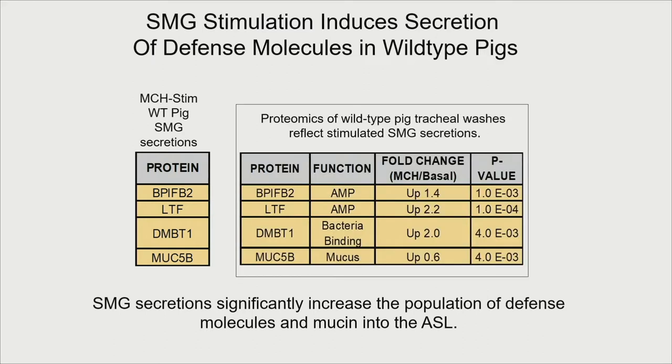In addition, we did tracheal washes. So we take a trachea, we wash it, and collect the proteins that are secreted into the ASL. And so now we have both surface epithelial secretions and submucosal gland secretions. And we did proteomics of this. I'm showing you the same four defense molecules, and we did it under both basal conditions, where there was no stimulation, and a trachea that was stimulated by methacholine. And what you can see is that all four of these defense molecules had a significant increase in secretion after methacholine stimulation of the submucosal glands.